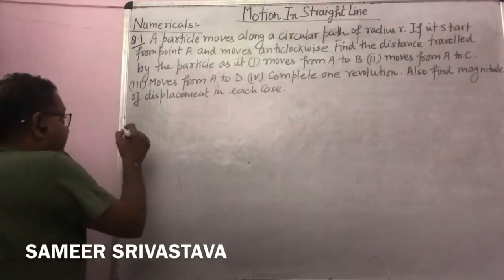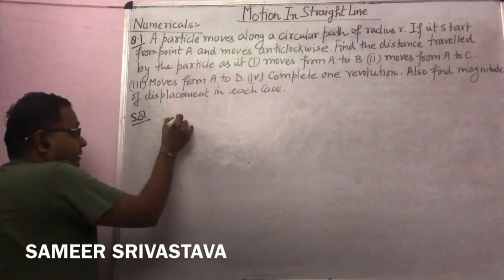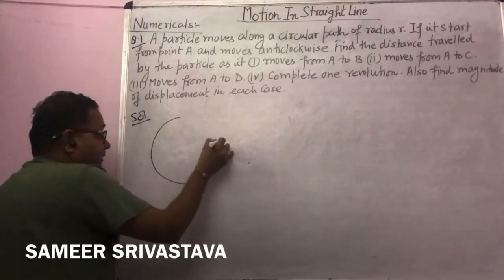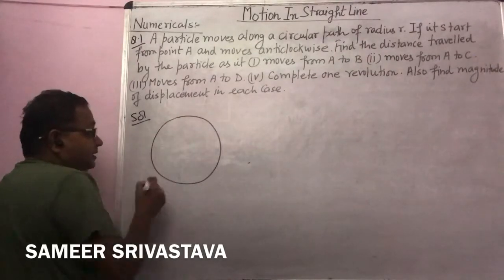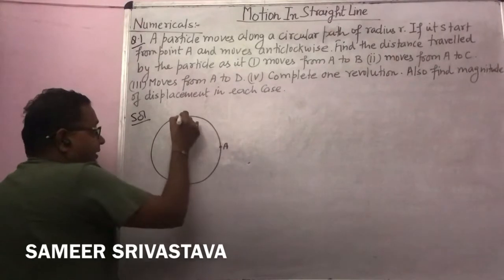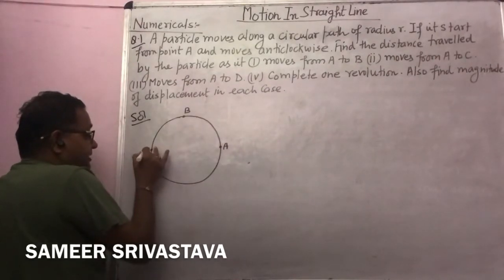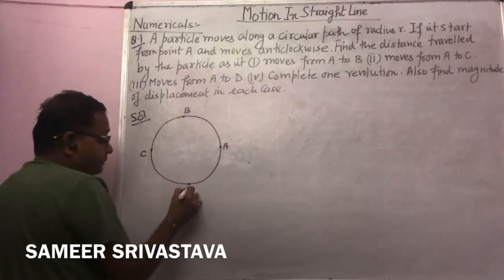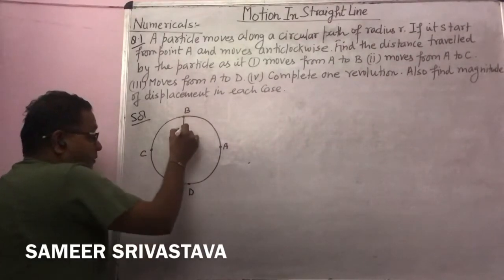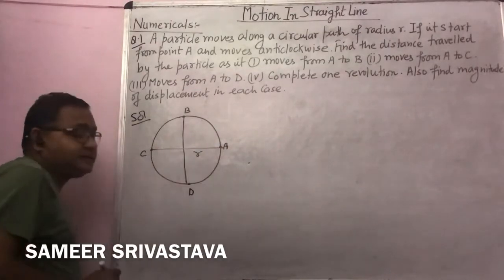Now student, in this question, a particle moves in a circular path. So we have a circular path of radius small r, and the particle starts moving from the point A. Now I am assuming here the point B, here the point C and here the point D. Now radius is given as small r.